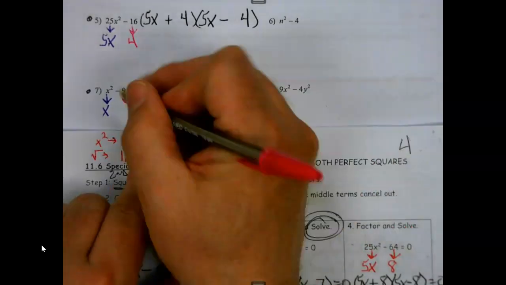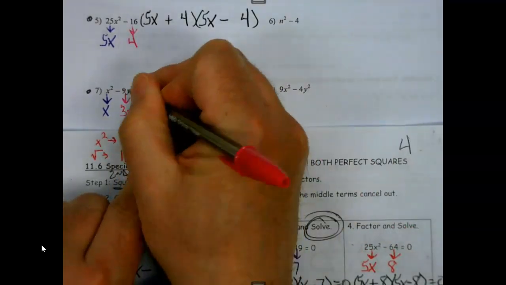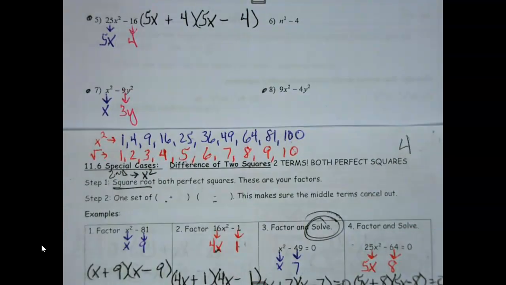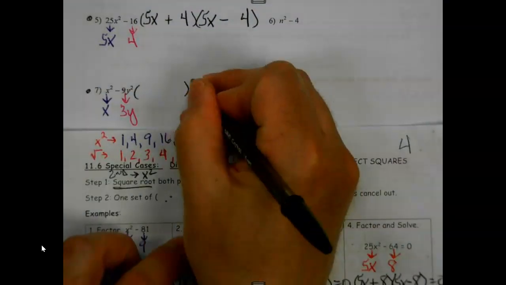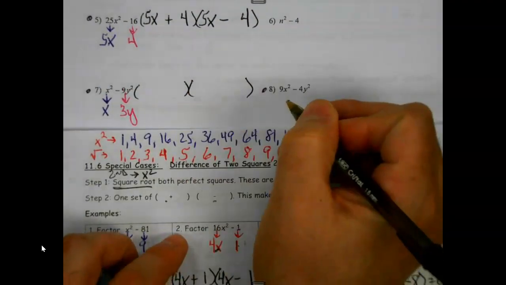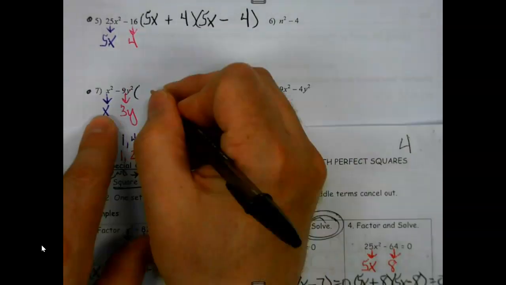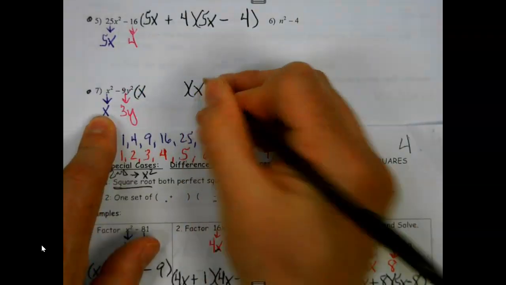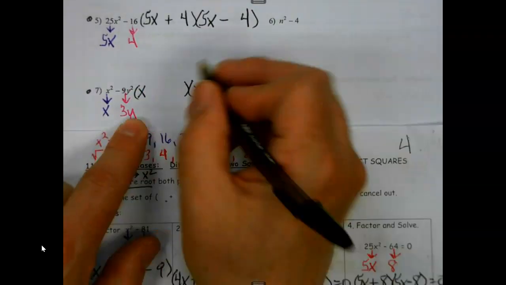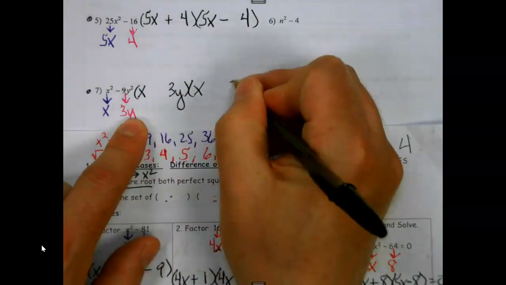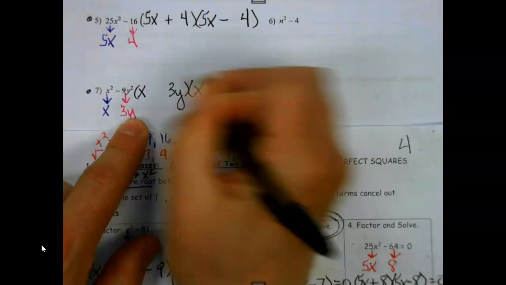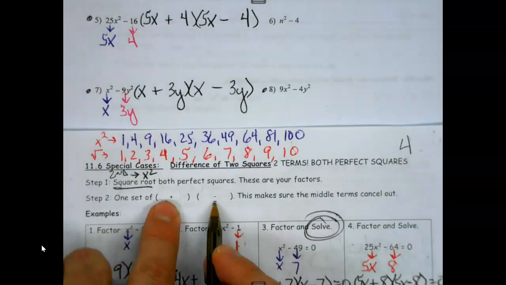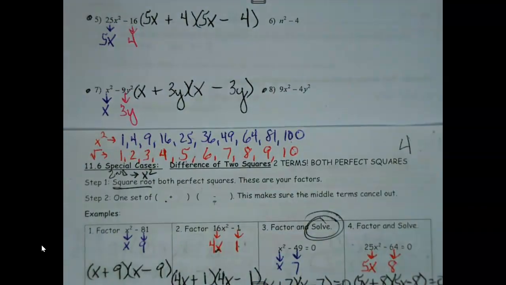I square 3 to get 9. Don't forget the y that's there. If there's a variable, I got to have the variable with. And it's the same pattern. There's what goes first in each set. There's what goes second in each set. And just a plus and just a minus, just like it says right there. So yes, you can have variables in both spots.